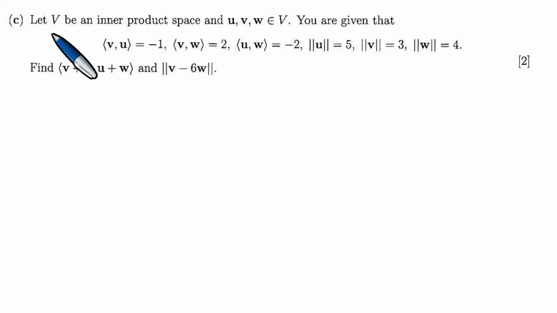Now the examiner is saying, let V be an inner product space, and you have U, V, W vectors in V, which are elements of the inner product space. You are given that the inner product of U and V is minus 1, the inner product of V and W is 2, the inner product of U and W is minus 2, the length of U is 5, the length of V is 3, the length of W is 4. Now find the inner product of V plus U and U plus W.